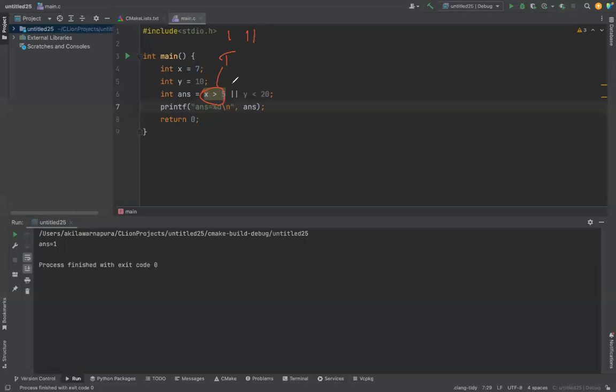And in the OR operator, if the left side is true, do you need to evaluate the right side? Yes or no? No need. Yeah, it is not required. That is why this is in ash color. The right side will not be evaluated because from the left side you can get the decision.